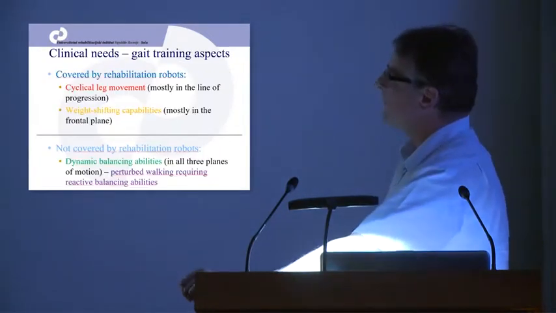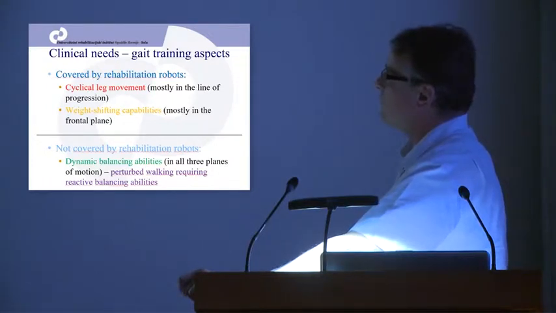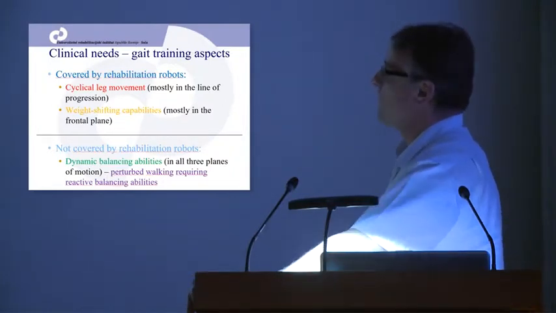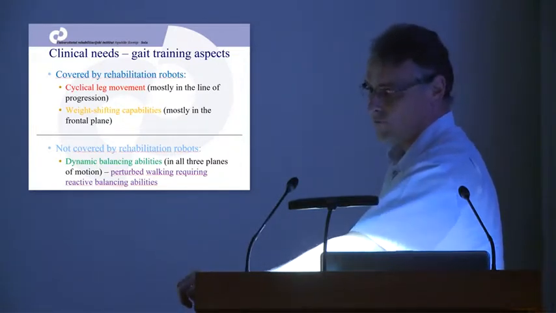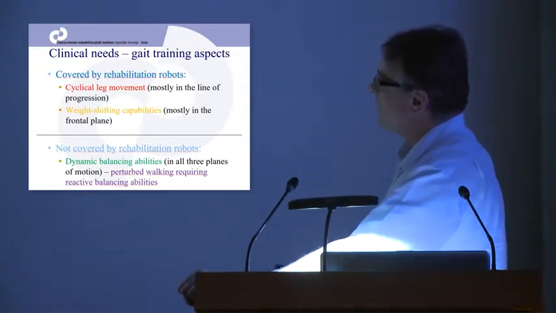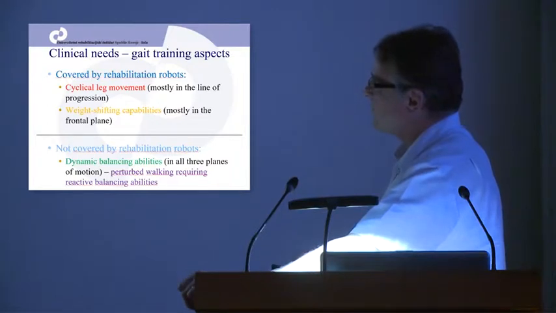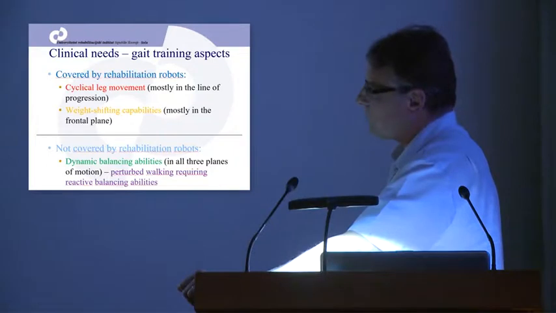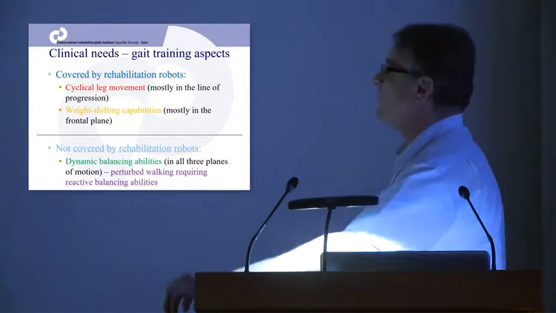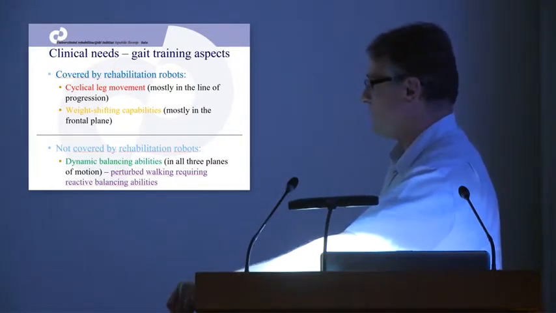So what is missing? What is the missing component of the puzzle which will fit nicely into the therapeutic aspects of rehabilitation robots? Cyclical leg movements and the weight shifting capabilities are adequately covered. What in my view has not been covered so far is something related to the dynamic balancing abilities and all the things that come with this.